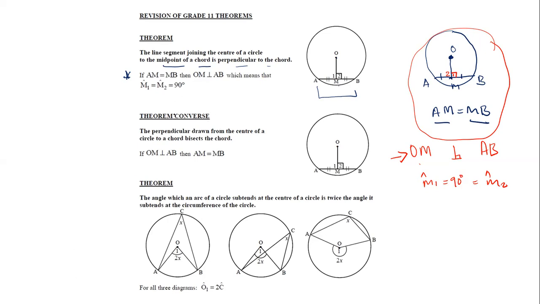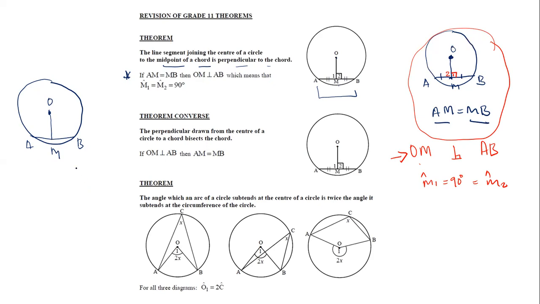Now, the converse of this theorem states that, let's say you are given the circle, and then you have the center, you have the chord, and then you have the line that is coming from the center to the chord. Let's call this chord AB. Let's call this center O. And from this point to that point, we have point M. Therefore, this line, I mean, line OM, okay?